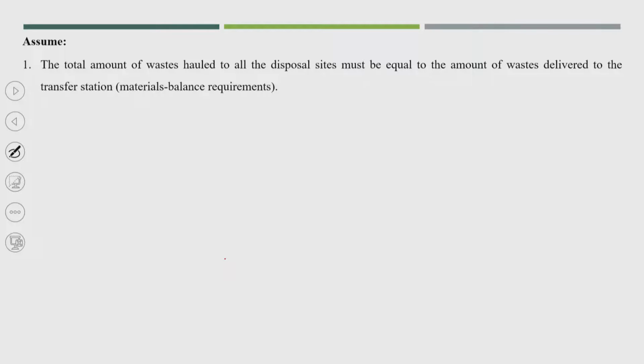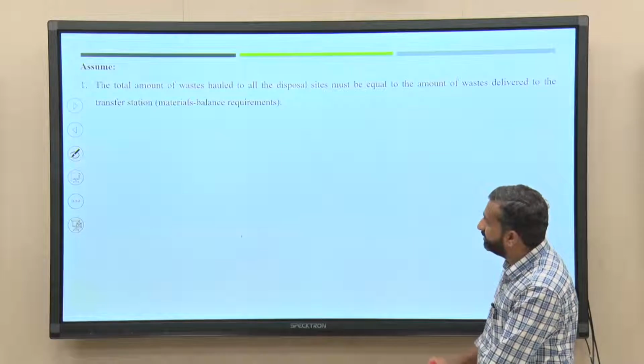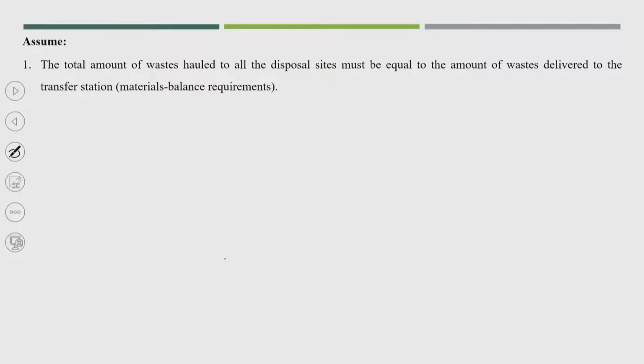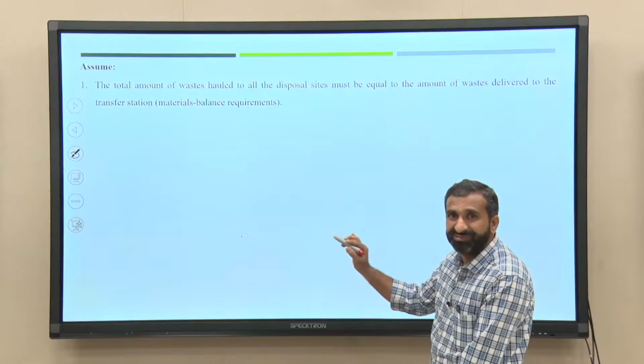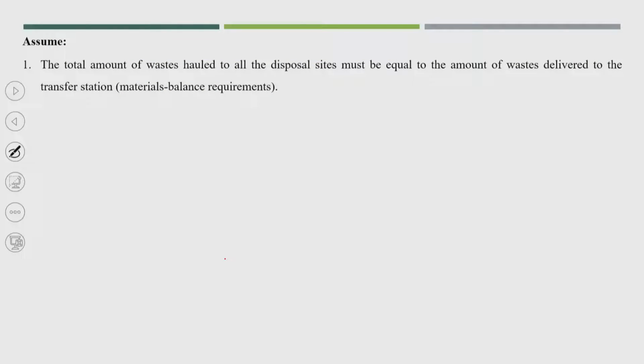Before finalizing the optimum allocation, we have to assume a few points. The first point is that the total amount of waste hauled to the disposal site must be equal to the amount of waste delivered to the transfer station. This is the important assumption. Whatever amount of waste is delivered at the transfer station, the same amount should be hauled to the disposal site.